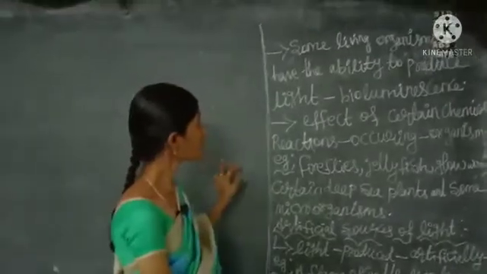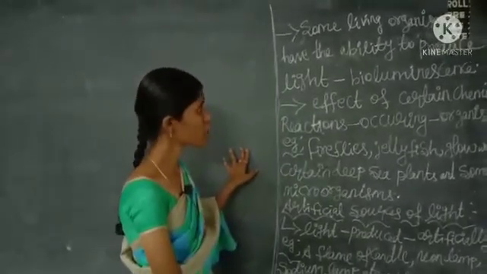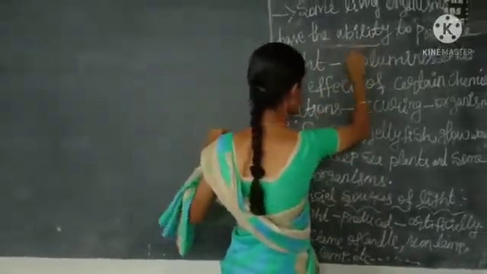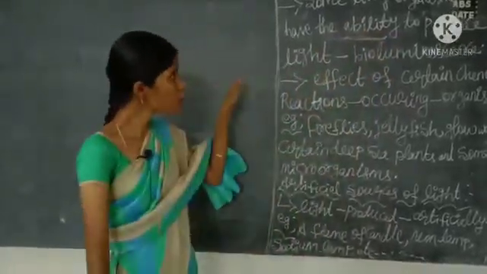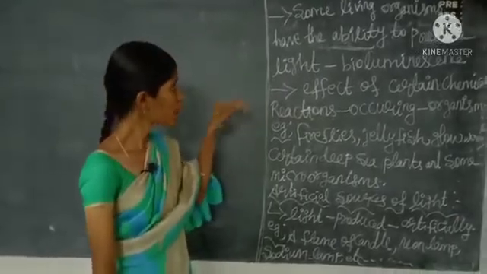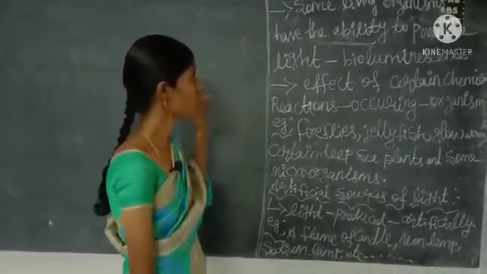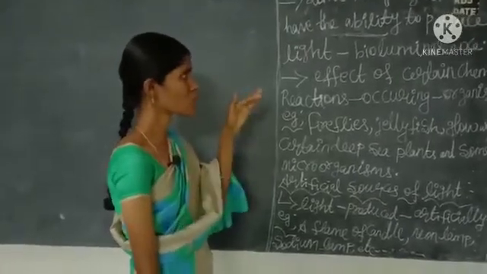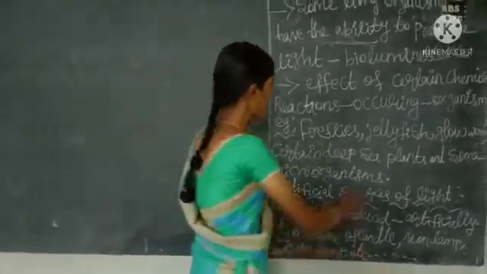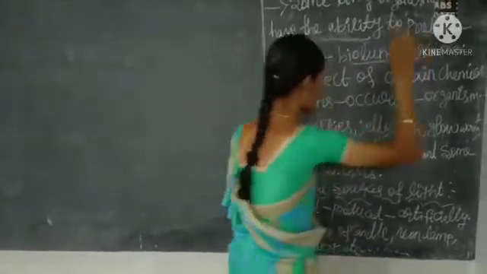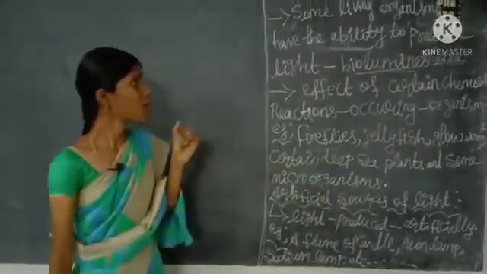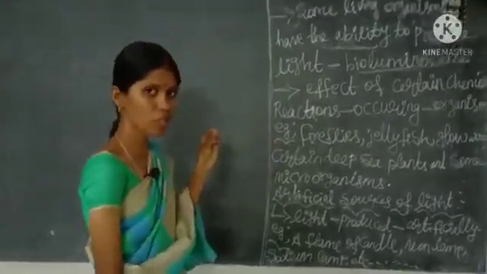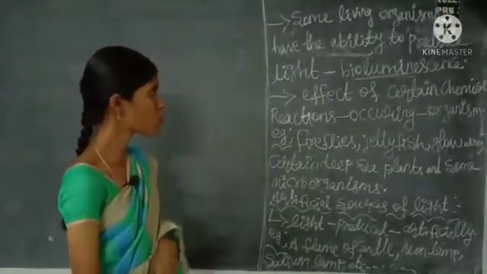Some living organisms have the ability to produce light. That phenomenon is known as bioluminescence. So bioluminescence means some living organisms produce light. The ability to produce light is known as bioluminescence.